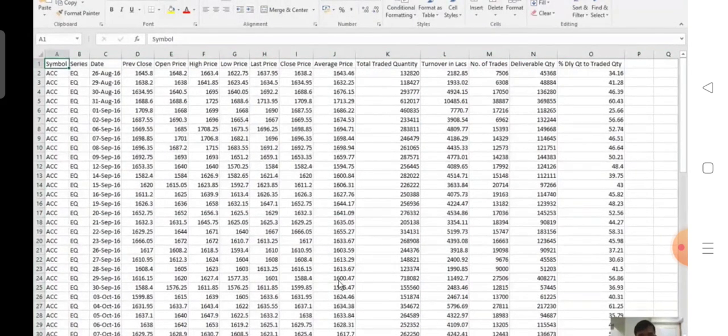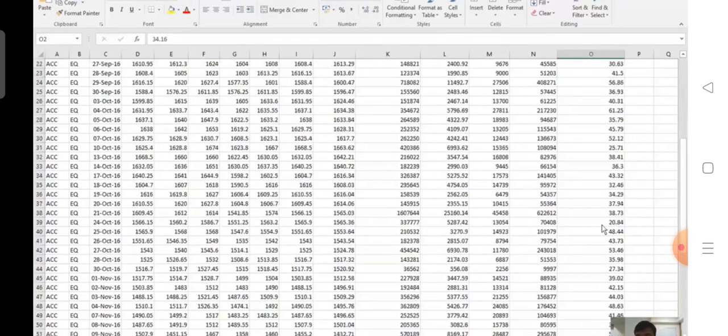So now you have data points where you have symbol, series, date, previous close, open, high, low, close, last price, close price, which is a settlement price, average price for the day, total traded quantity, turnover in lakhs, number of trades, deliverable quantity. That means out of the total traded quantity, these many are delivered, which represents this much percentage of the total traded quantity.